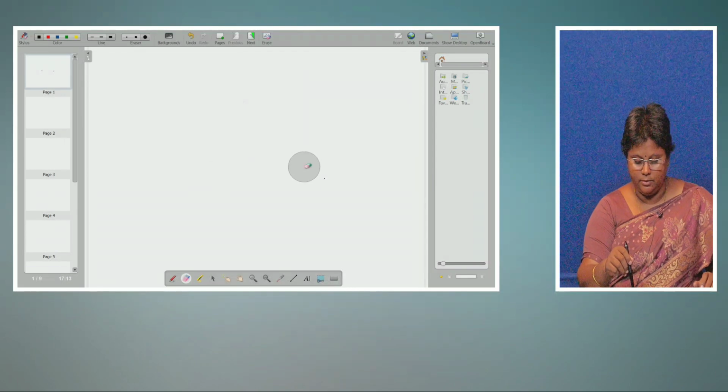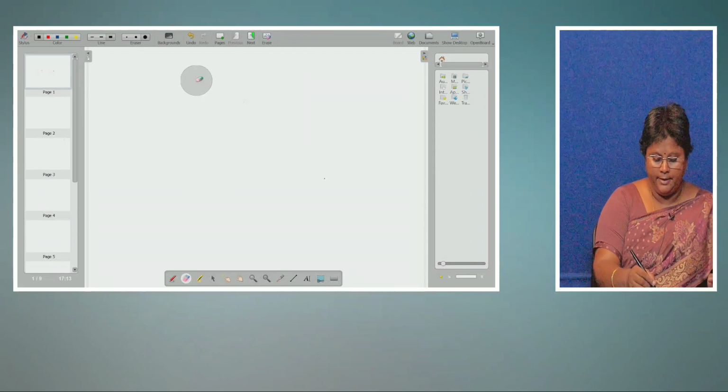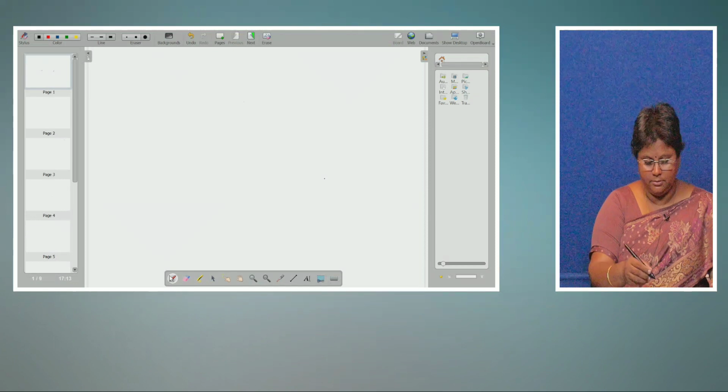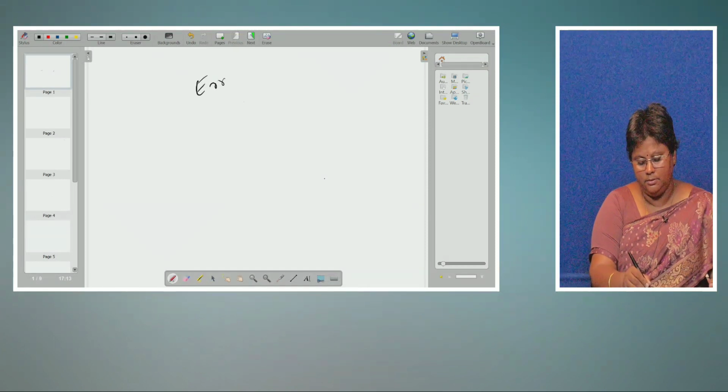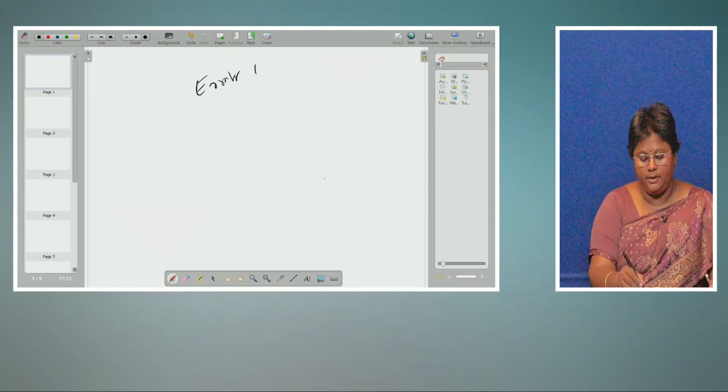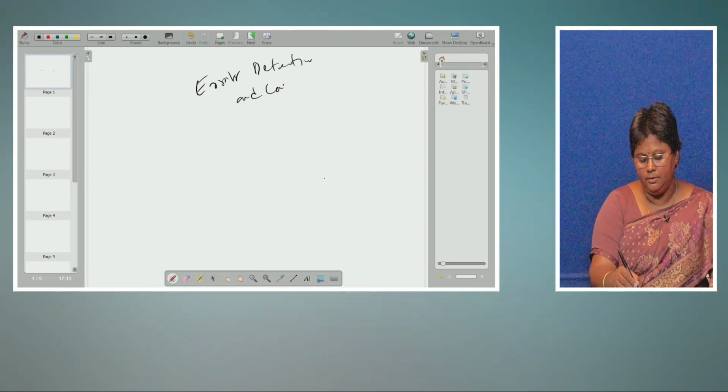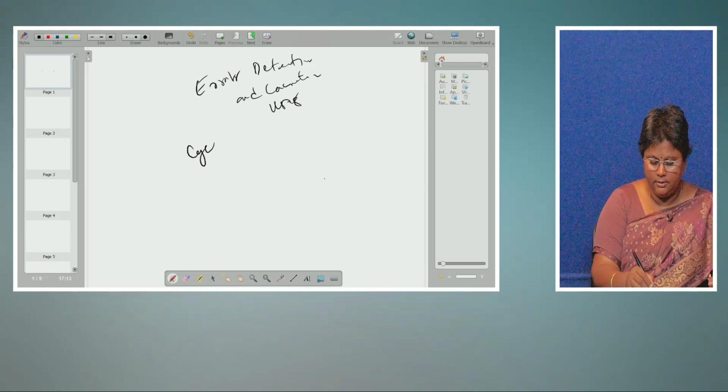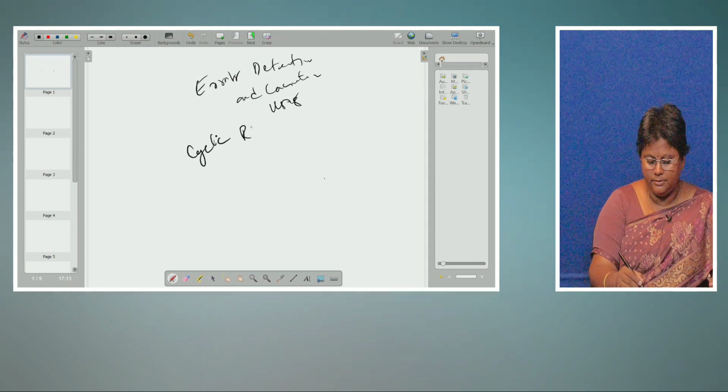We are going to learn a concept called error detection and correction using cyclic redundancy check.